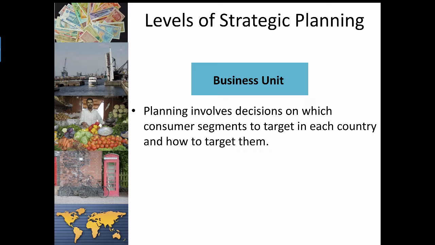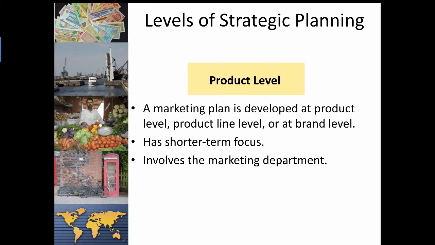Business unit planning involves decisions about which consumer segments to target in each country and how to target them. And a business unit plan might be 3 to 5 years. And finally, product level planning.